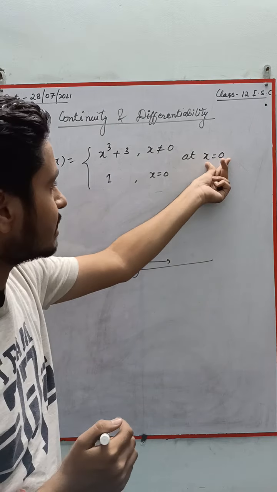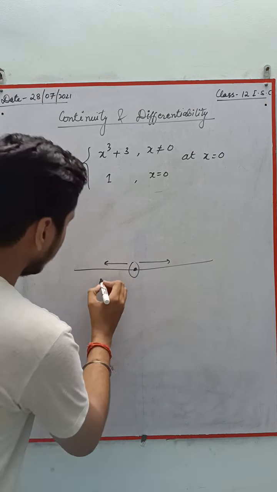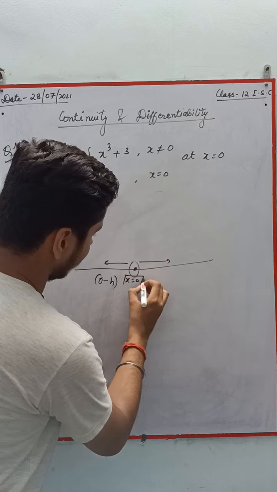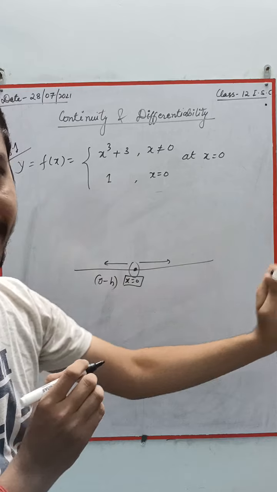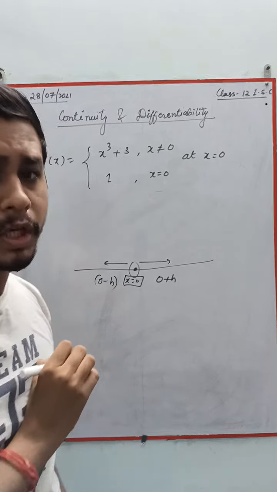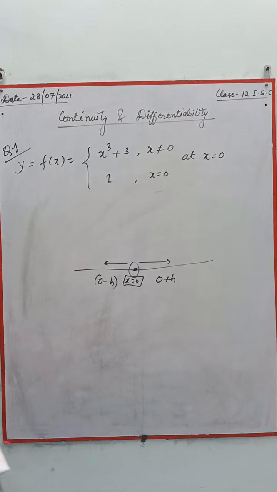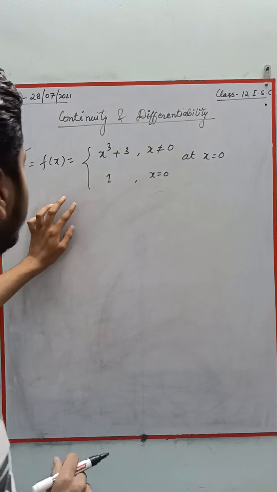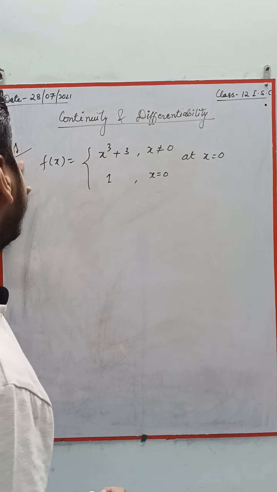So if this is x equal to 0, and we are going on the negative side, say by some h, here it will be 0 minus h. And if we are going on the right-hand side, that means the positive side, in an increasing way, it will be 0 plus h. So we are going to use this h method in this particular question. Let's start. We are going to see its left-hand side and right-hand side.